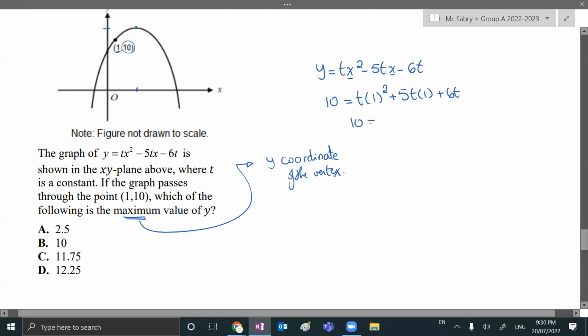This will get me 10 equals t plus 5t plus 6t. T plus 5t plus 6t, this is a total of 12t equals 10, which means that t is equal to 10 over 12. No, I'm sorry. They're negative. I'm sorry.